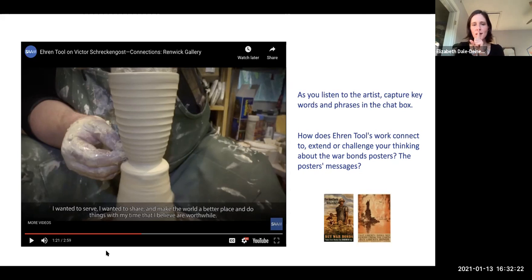Is there one more we can find? Each is a way for me to try to understand. Riveter's also noticing this idea is buying a bond is a small price to pay for what he did. So that's a great, to me, segue into this idea of extending. So how does seeing Aaron Toole's work alongside these two war bond posters stretch or extend your thinking about the posters' messages?